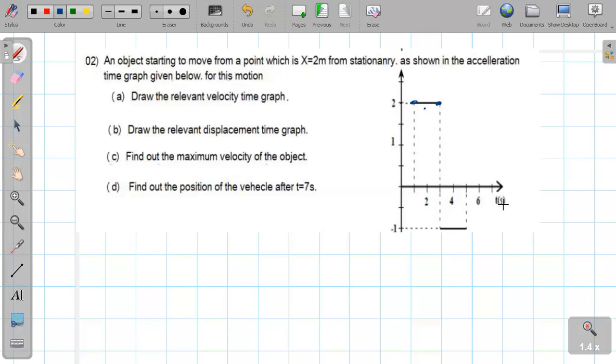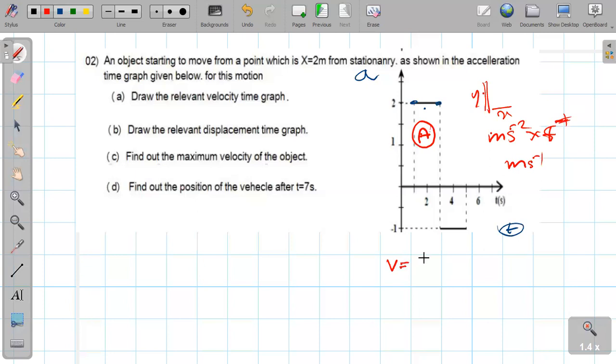This is an acceleration time graph. So you know, the area under this gives you the velocity. The area under this graph gives you the final velocity, because why? Acceleration is y over x. The y-axis is the acceleration in ms minus 2, multiplied by seconds. So that gives ms minus 1, which means the area under the acceleration time graph gives you the velocity.